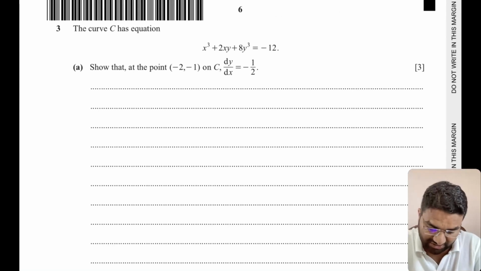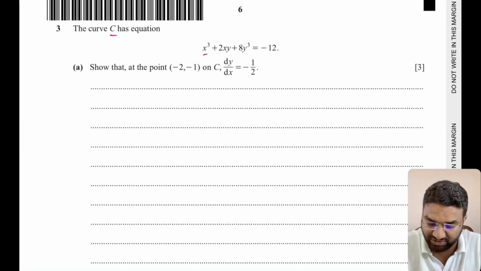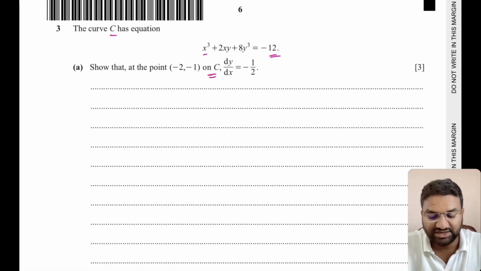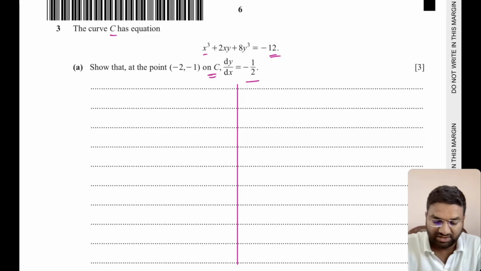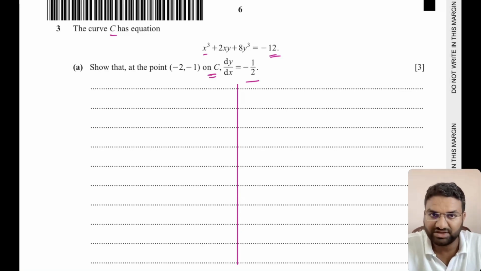The curve C has the equation x cubed plus 2xy plus 8y cubed equals negative 12, and we have to show that at the point negative 2, negative 1 on C, dy by dx is negative 1 by 2. So first of all, we'll do the simple calculations.